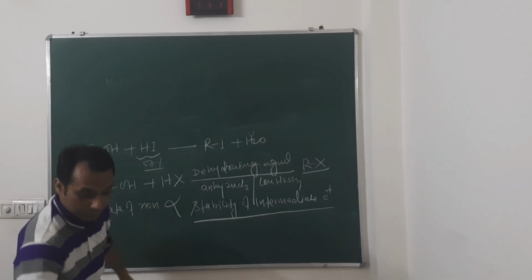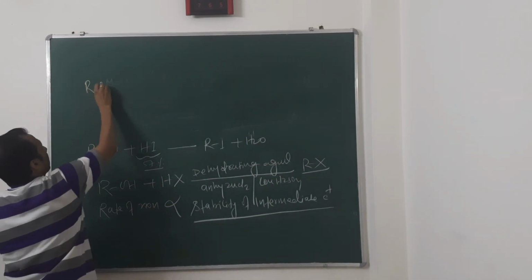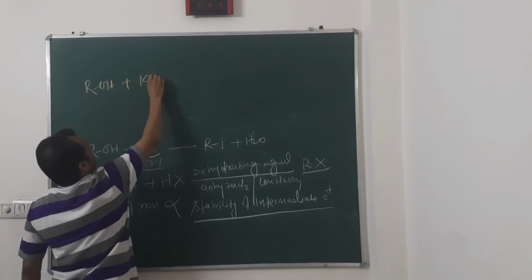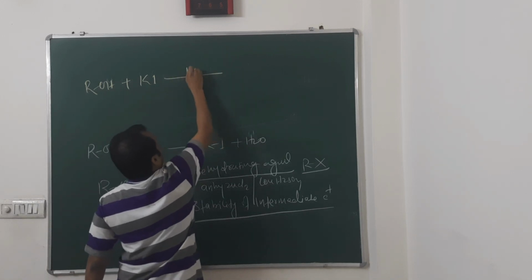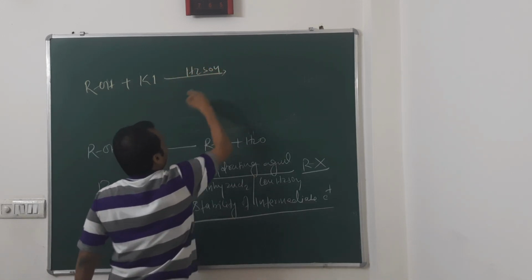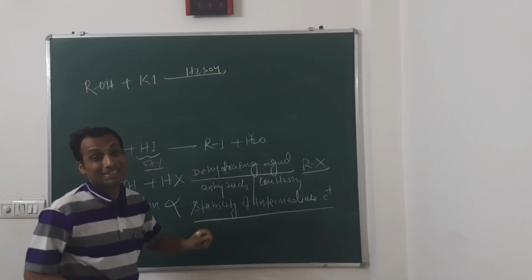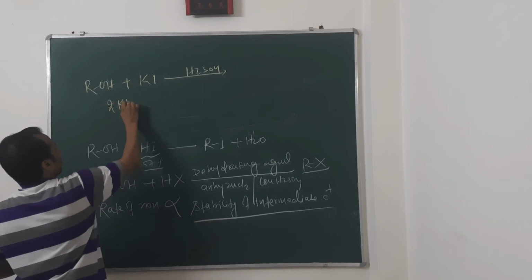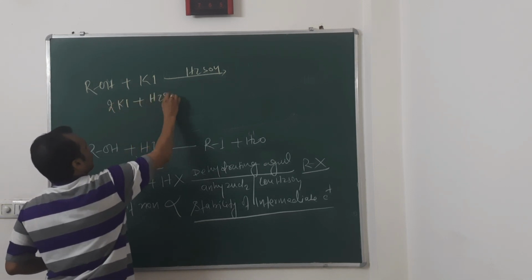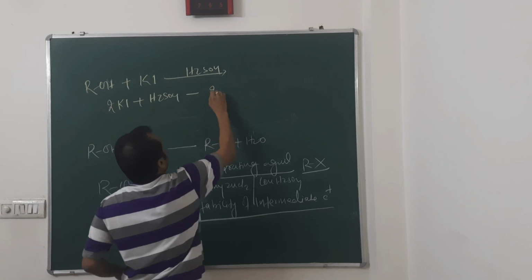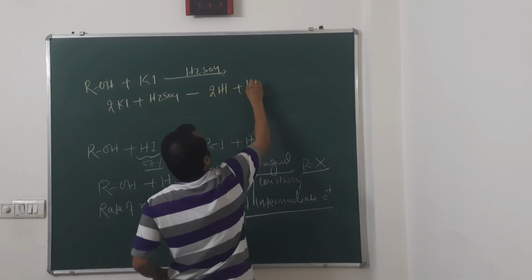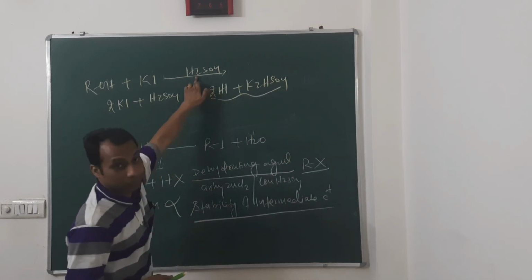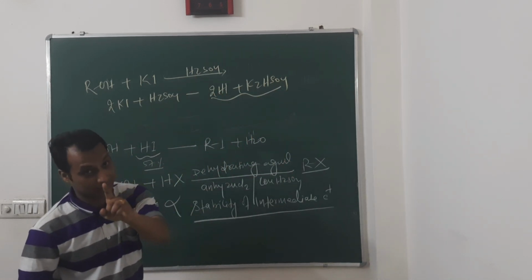See, students, we have taken alcohol, which will react with, suppose, potassium iodide and H2SO4. See what happens. H2SO4 is an oxidizing agent, which oxidizes potassium iodide: 2 moles of potassium iodide plus H2SO4 form 2 moles of HI plus K2SO4. Why did it happen? Because H2SO4 is a good oxidizing agent.